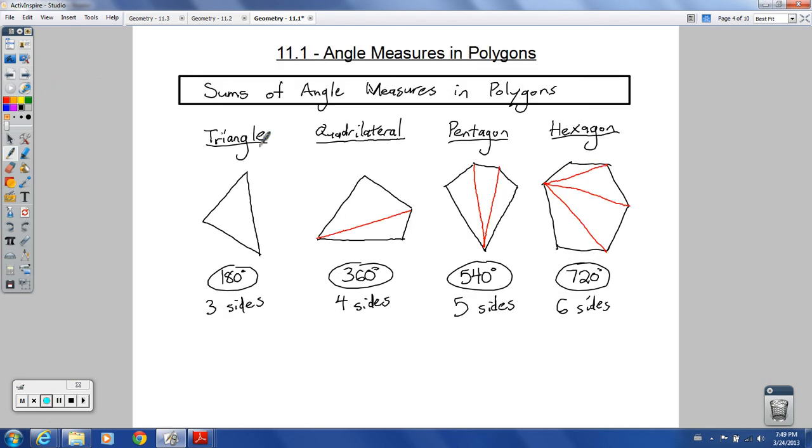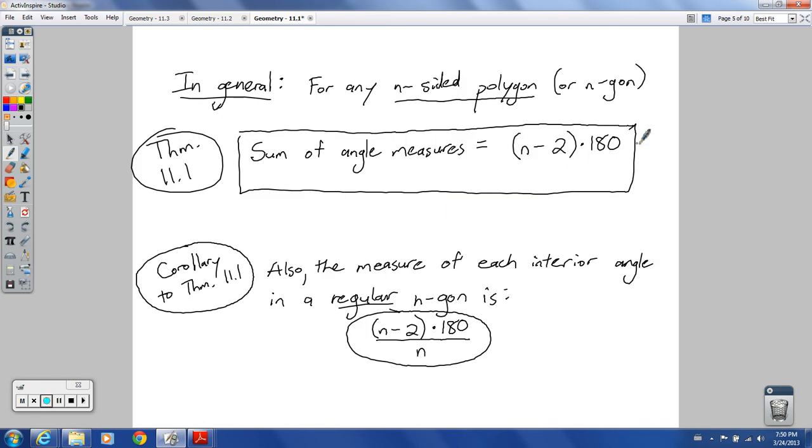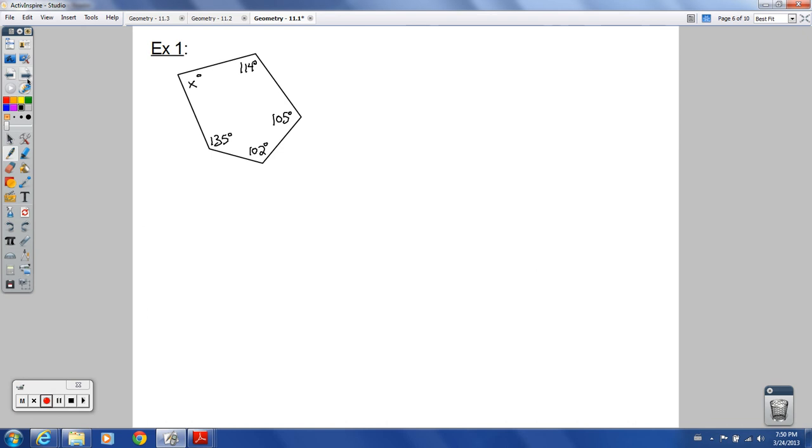Well, could we go back to this and say, oh, Mr. Wagner, you did this already for us. A pentagon has 540 degrees. Yes, but I don't want you to forget what the formula is. So you can always go back to this formula. Take your number of sides, minus 2, and multiply it by 180. Remember, we could split this into 3 triangles. That's why this works. So first of all, let's determine that the sum of the angle measures equals, in this case, 5 minus 2 times 180, which is 3 times 180, which is 540.